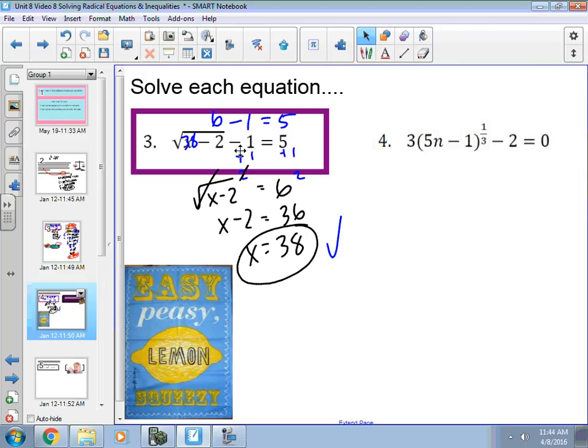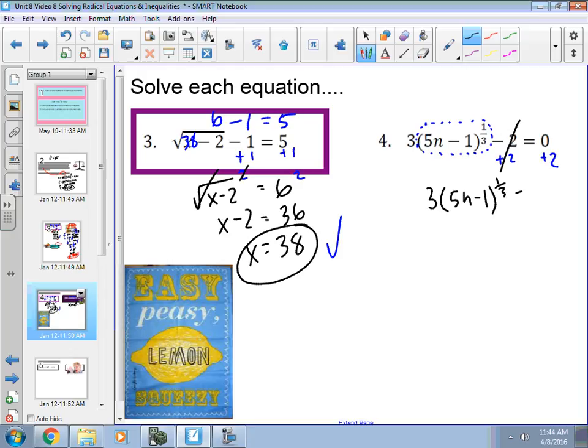All right, let's look at number 4. All right, now they're throwing something new at us here. Even though it's not a radical, it kind of is, because this is power 1/3. Okay, but your goal is still the same. We want to get this exponential or radical here by itself. So start by adding 2 to both sides. Okay, we want that gone. That's going to cancel that out. So now we got 3 times 5n minus 1 to the 1/3 power equals 2.